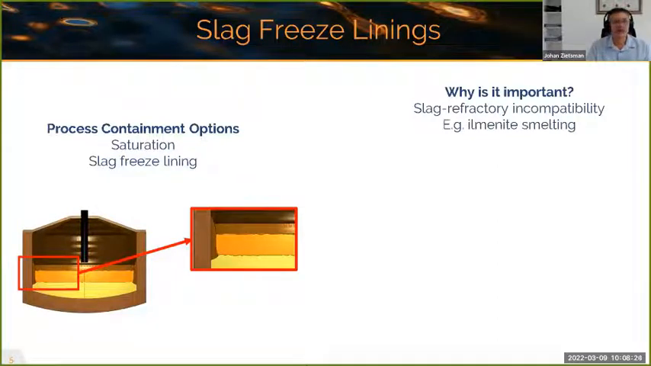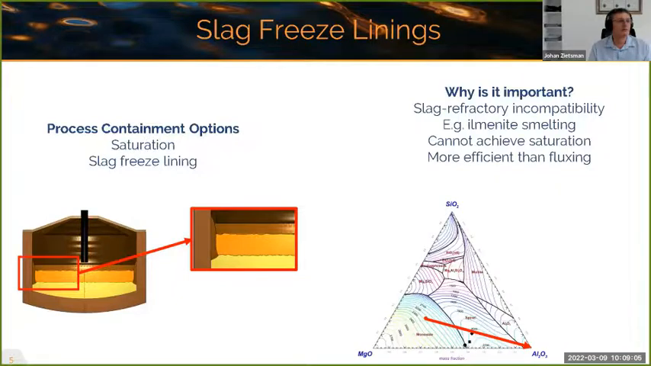A good example of this is the process on which I cut my teeth as a young engineer, ilmenite smelting. In ilmenite smelting, when you bring molten slag into contact with the lining, it destroys the lining. But we cannot flux the slag in that case to make it compatible with the sidewall, because the high titanium slag is the main product, and there are very stringent specifications on the MgO content of the slag. So saturation in that case is not a process containment option, because we cannot achieve saturation.